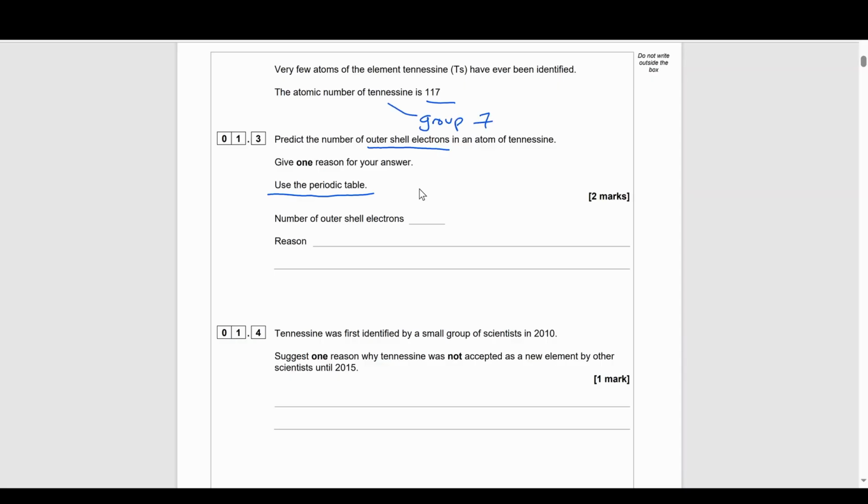Now, what's our understanding about elements that are in group 7? They all should have 7 electrons in their outer shell. So that will be our number of electrons in the outer shell, 7. And then the reason is because tennessine is in group 7.